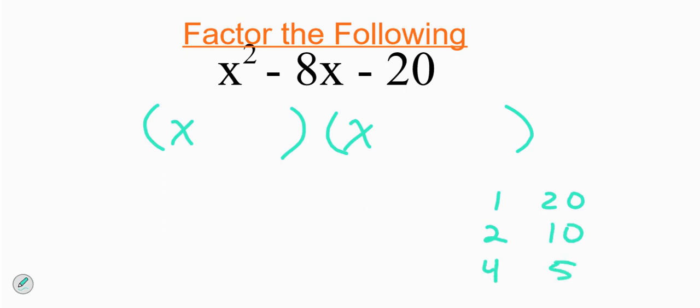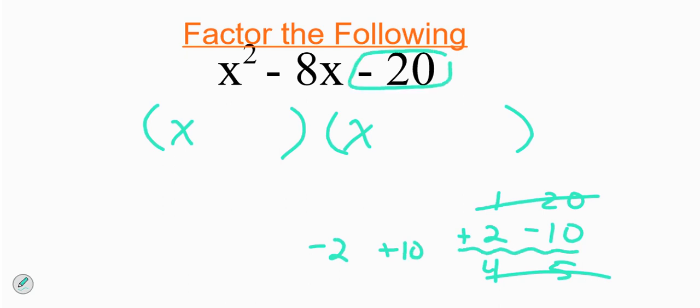Who's going to give me that -8? Well, 1 and 20 are never going to be giving me a -8. 4 and 5, never. But 2 and 10, absolutely. All right, which one is it? Is it a +2 - 10 or a -2 + 10? Because they both work to give us this -20, right?